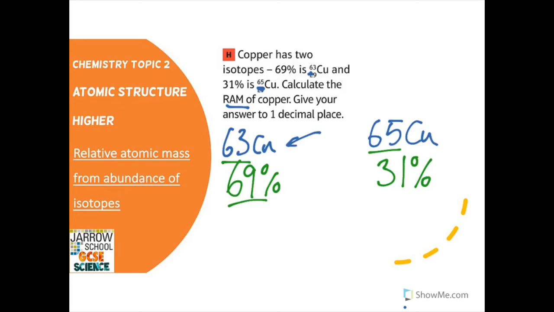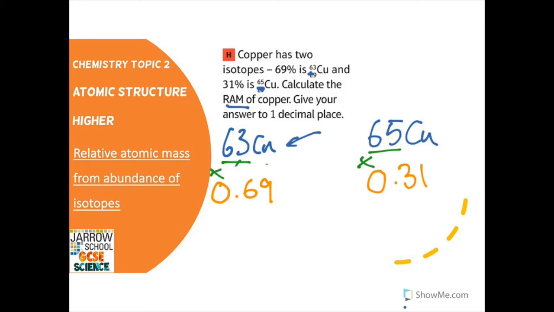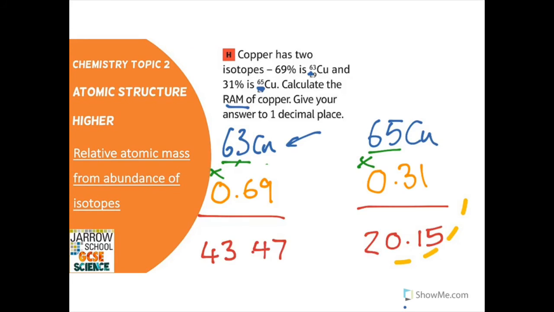The maths in this I actually find quite easy. All we really need to do is turn the percentages into proportions. So divide the percentage by 100 to turn it into a decimal. So 69% becomes 0.69 and 31% becomes 0.31. What we have to do next is times the mass number by that proportion. So the one that has the highest proportion is going to have the highest number.